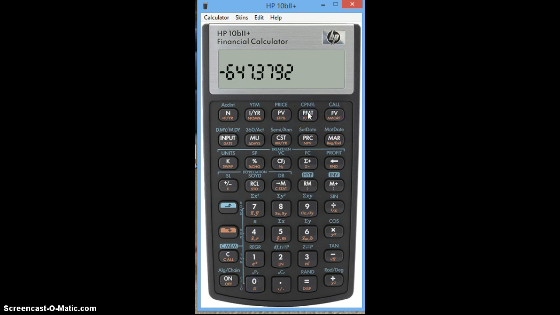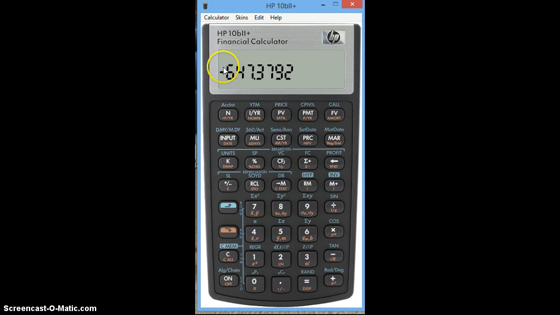And then payment, that should give us $647 in change. In other words, if we take out that loan of $32,500 with an annual rate of 7.25, paying monthly over the course of 5 years, where that loan would be paid off, then our payment would be $647.